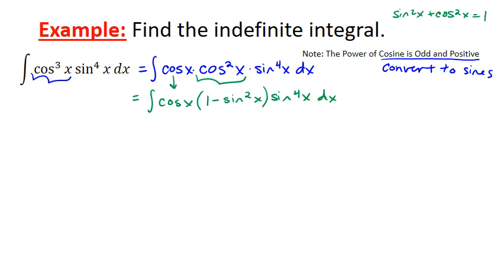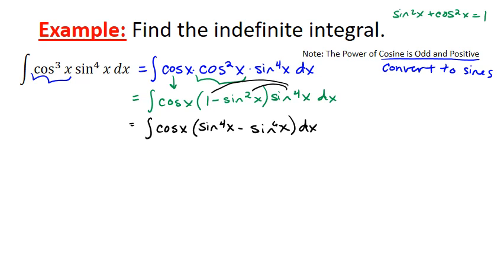Now this is a little wild and it takes a little bit of time to get used to. So I understand that. Just make sure you go through these examples. Now what I'm going to do is distribute this so that I have all sines here. So I have cosine of x times sine of x to the 4th minus sine of x to the 6th power dx.